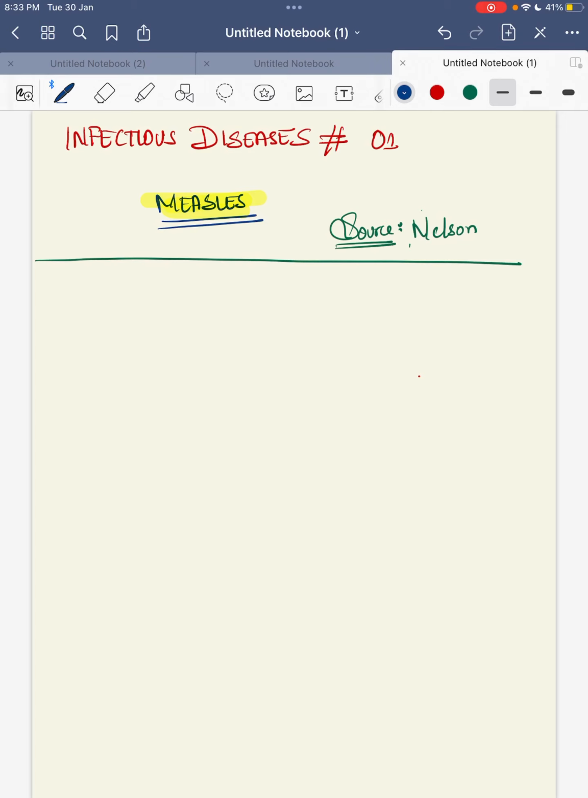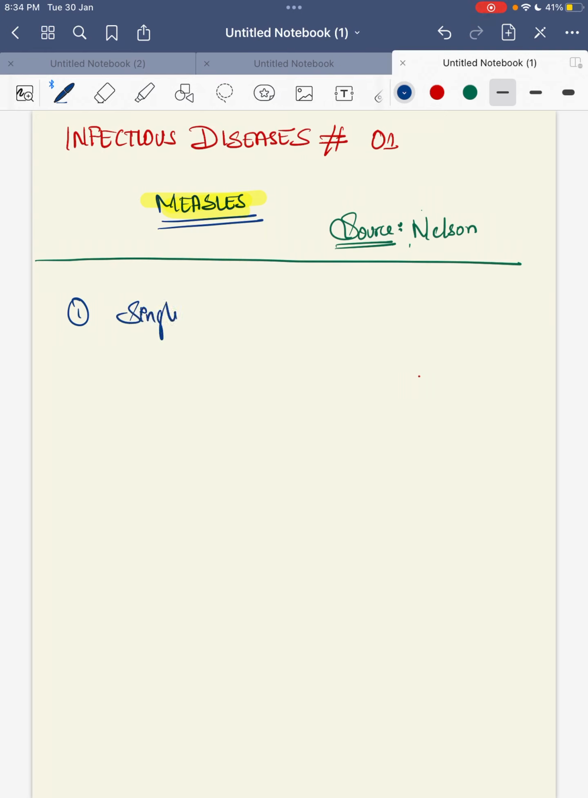This question can be asked in your university examination as short notes, for MBBS and also for MD Pediatrics students. Measles is a very important topic even for the NEET PG entrance examination. So we'll see the main points that you have to write in your short notes or in detail, and the points that can be specifically asked in NEET PG.